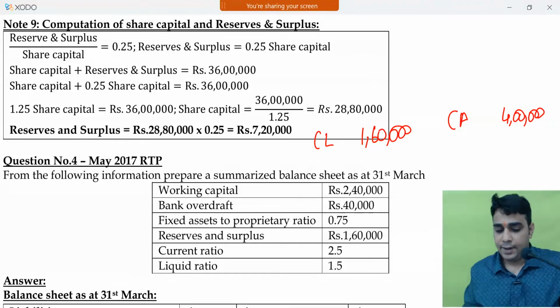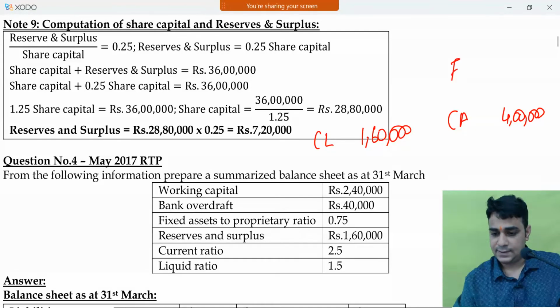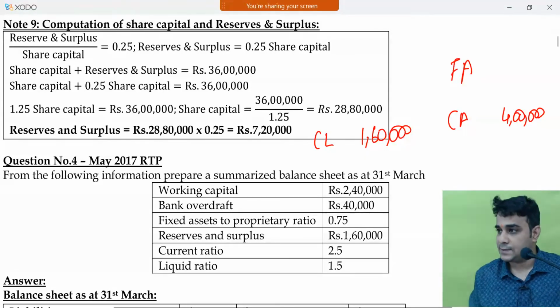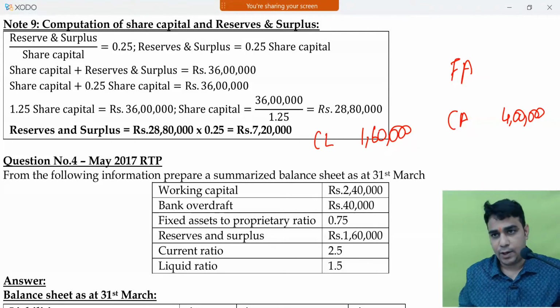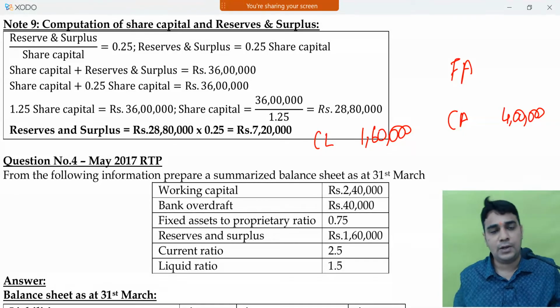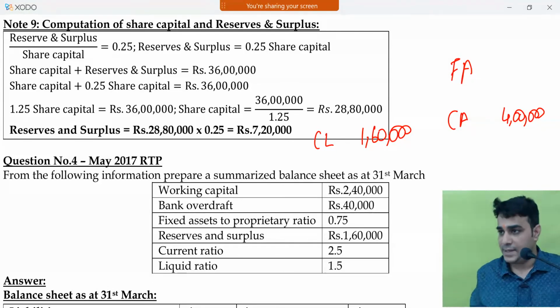Now I don't know the fixed assets this side. Okay, fixed asset is missing information. I assume bank overdraft is part of current liability. You can also take it as outside the current liability. If it's a long-term bank overdraft, it goes under the long-term loan, else it goes under the category of current liability. That's assumption based. Solution will change based on the assumption.